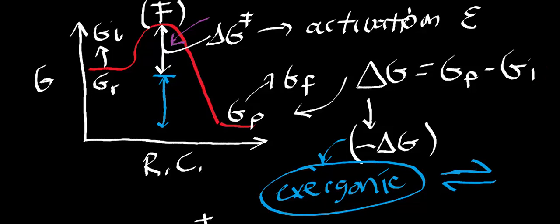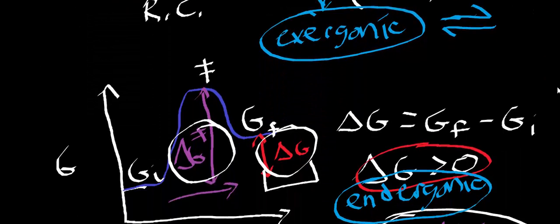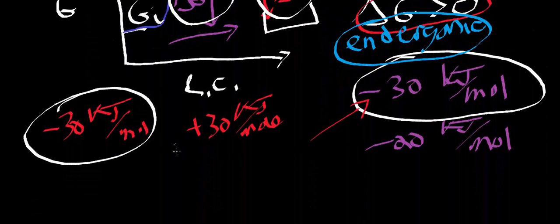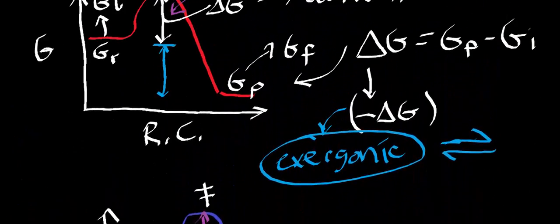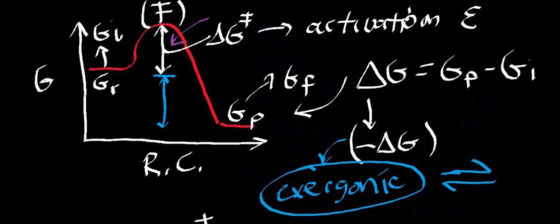Likewise, you can have an endergonic reaction that takes a shorter period of time than an exergonic reaction. So kinetics and thermodynamics have nothing to do with each other. Kinetics is a function of the activation free energy, and thermodynamics is a function of the difference in energy between the reactants and the products. That's the delta G of reaction.